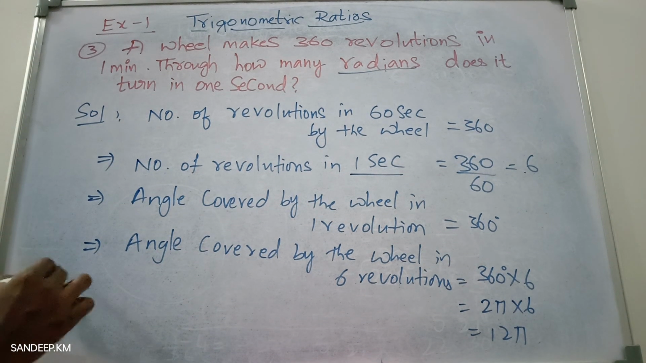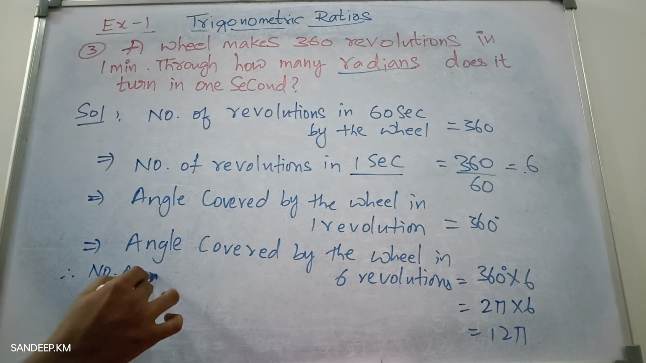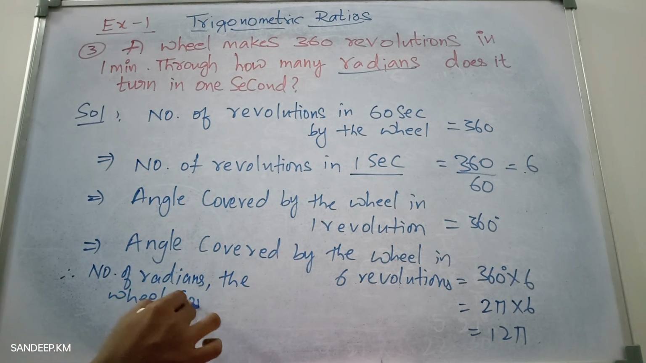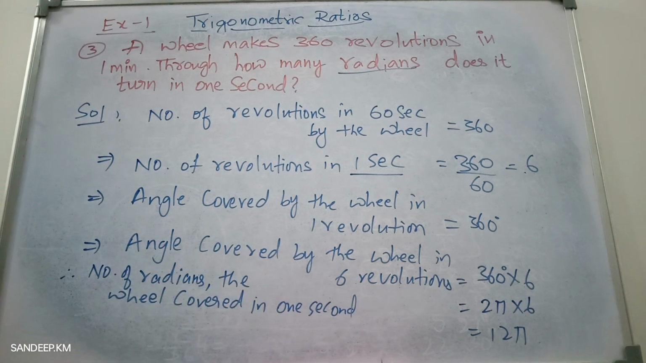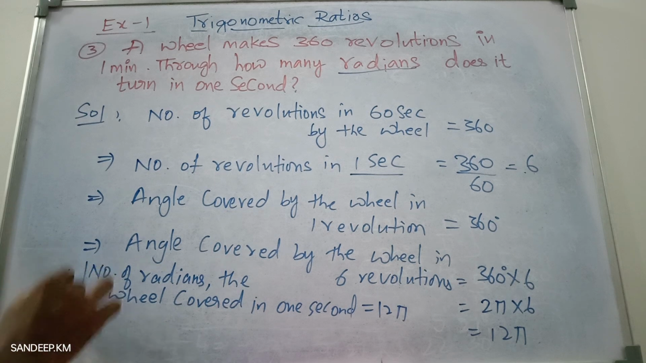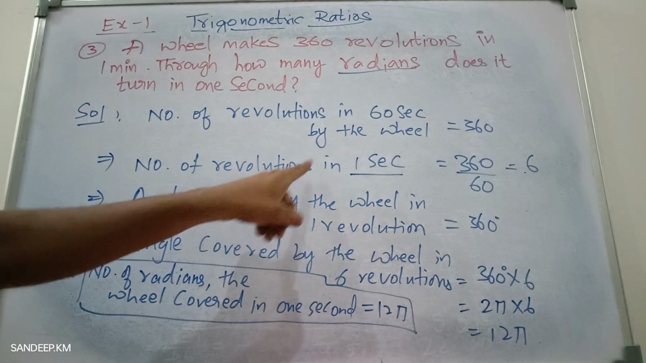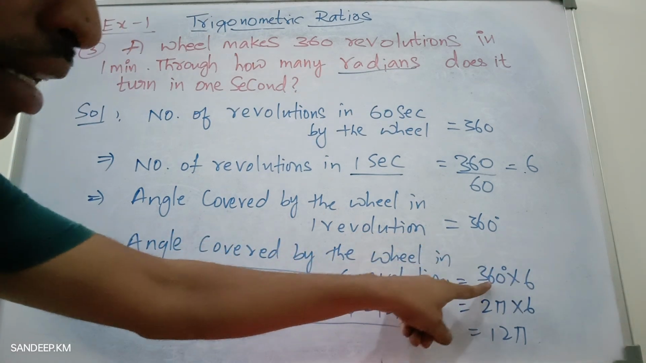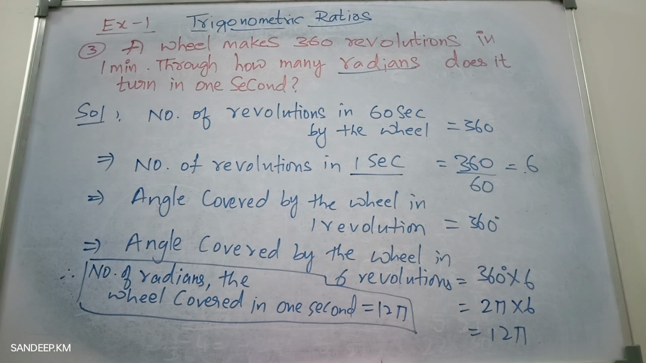So therefore the conclusion is that number of radians the wheel covered in 1 second is 12 pi radians. So please understand this. In 1 second, the wheel had made 6 revolutions. 1 revolution angle is 360 degrees. 6 revolutions angle is 6 into 360, and I have converted it into radians. Okay, so the answer is 12 pi. We'll go with the next question.